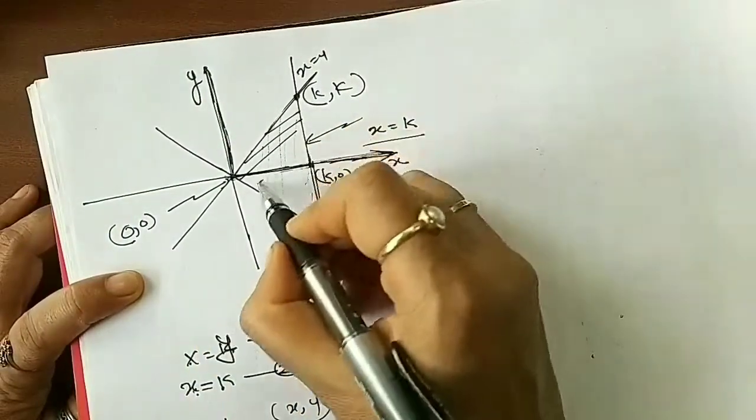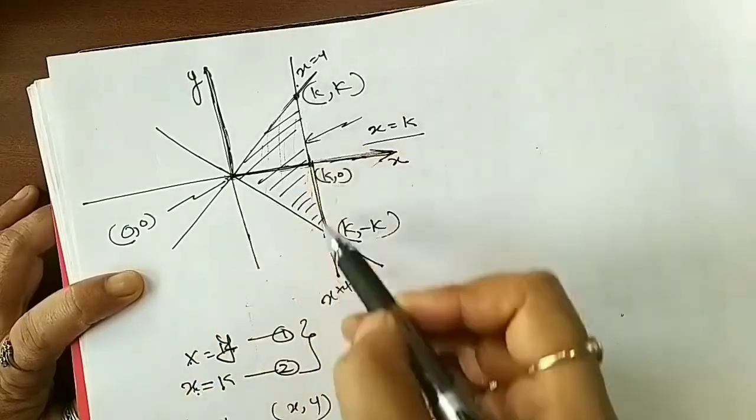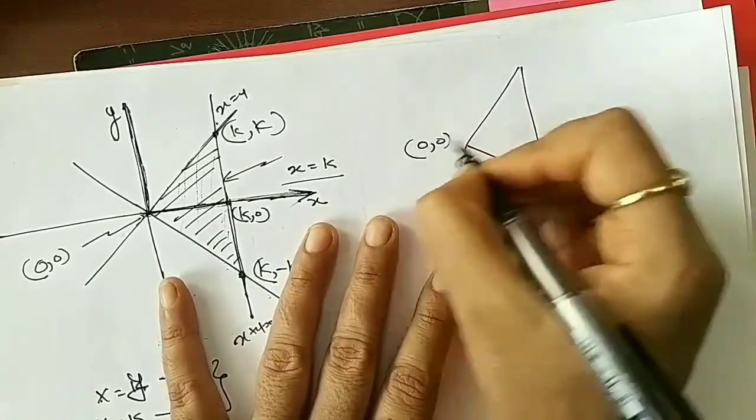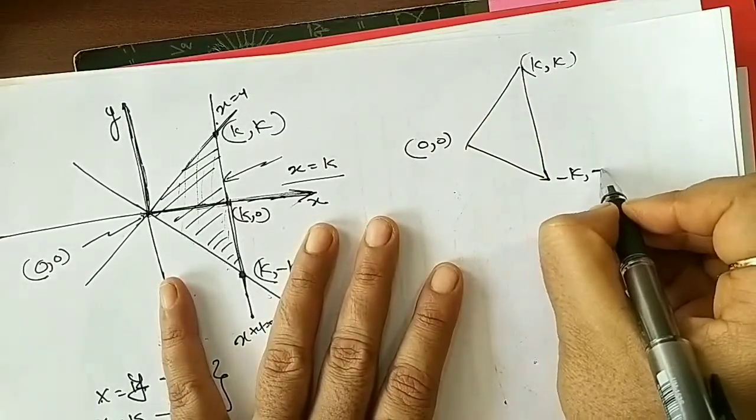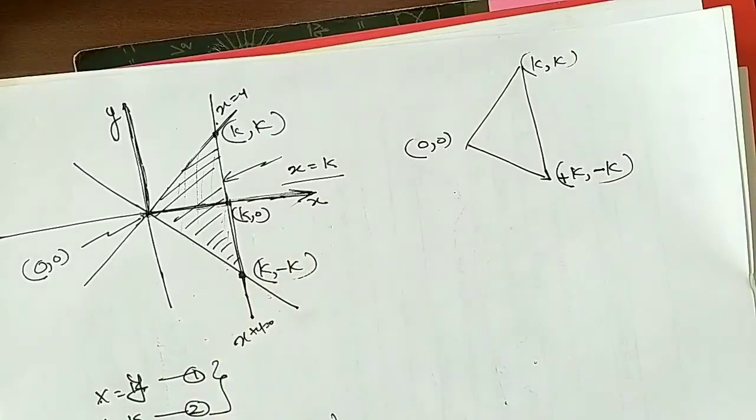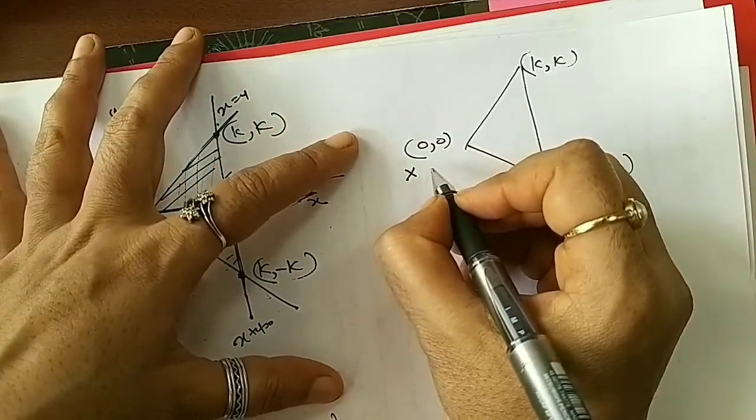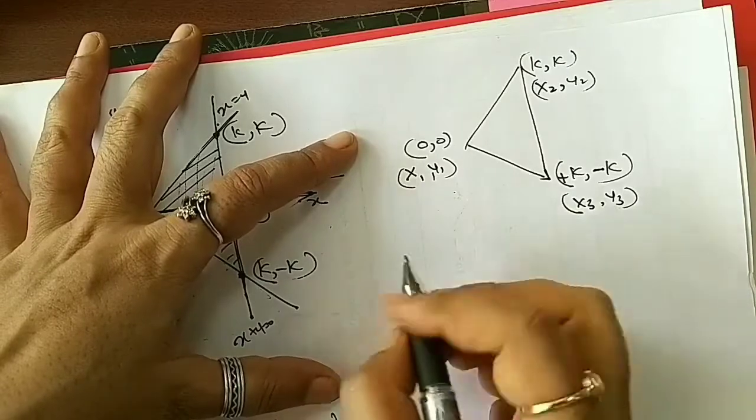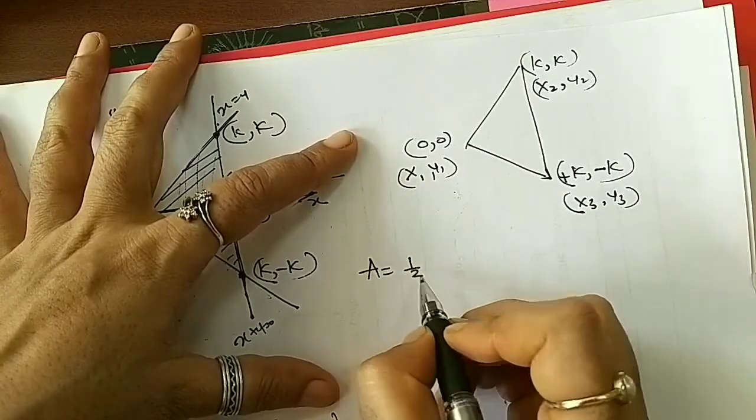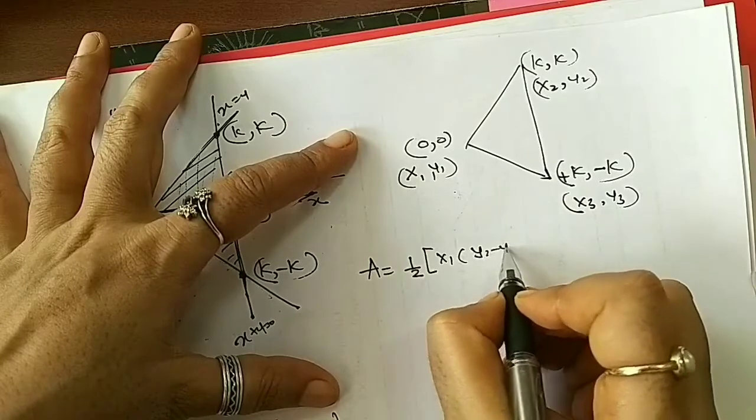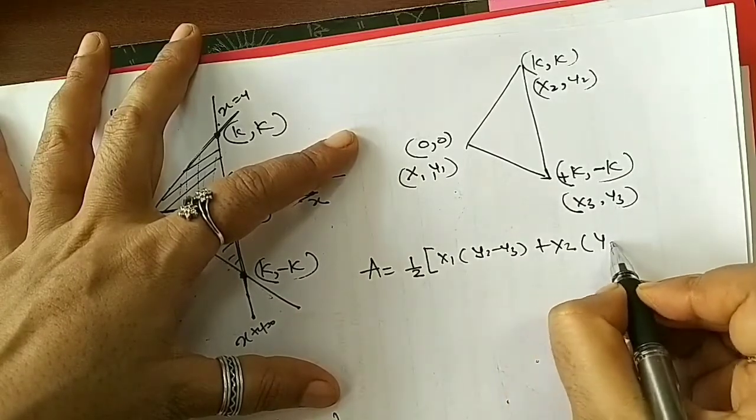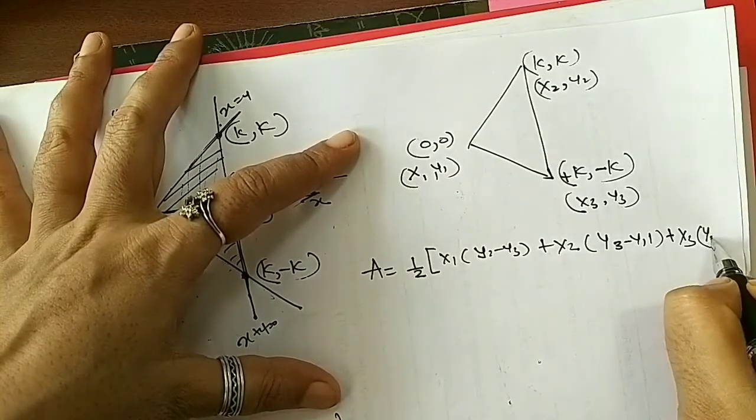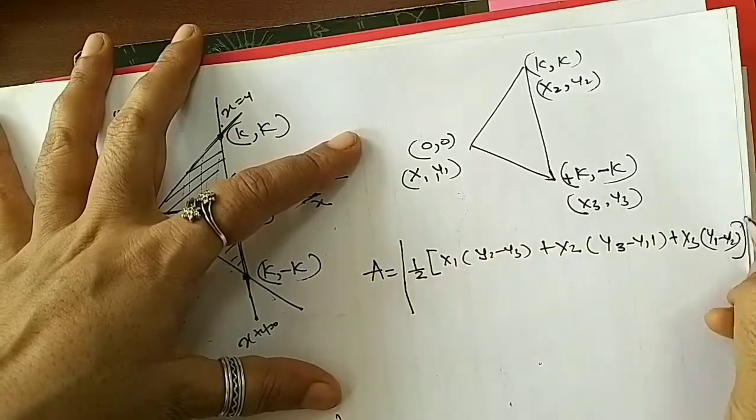So I got this triangle for which I need the area. Let me draw this triangle separately. Suppose 0 comma 0, k comma k, and k comma minus k. Suppose this is my x1 y1, this is x2 y2, this is x3 y3. So what is the area formula? If you remember, 1 by 2 times x1 into y2 minus y3, plus x2 into y3 minus y1, plus x3 into y1 minus y2, and mod. We need to take mod.